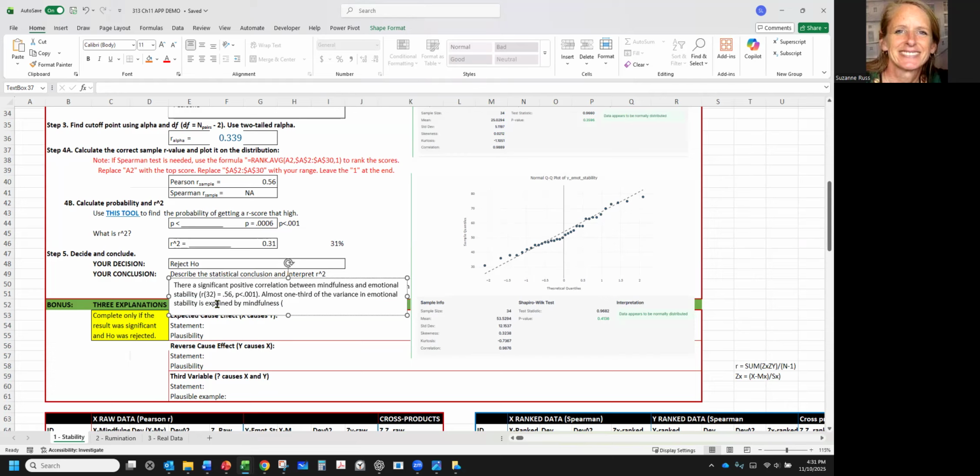And then I can just put here r squared equals 0.31. We don't have to write any significance there because we already did the significance test. So that's how you would go on and explain the r squared in this. I'm going to stop the video and make one more video to show about the three explanations.